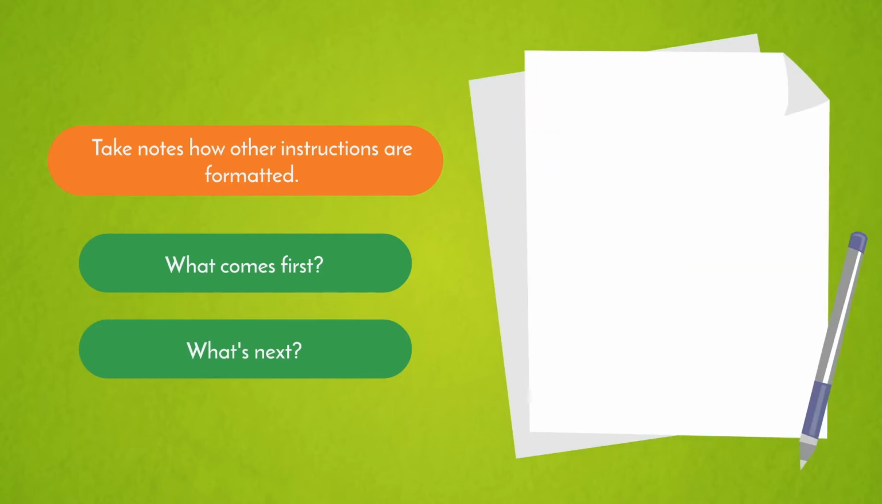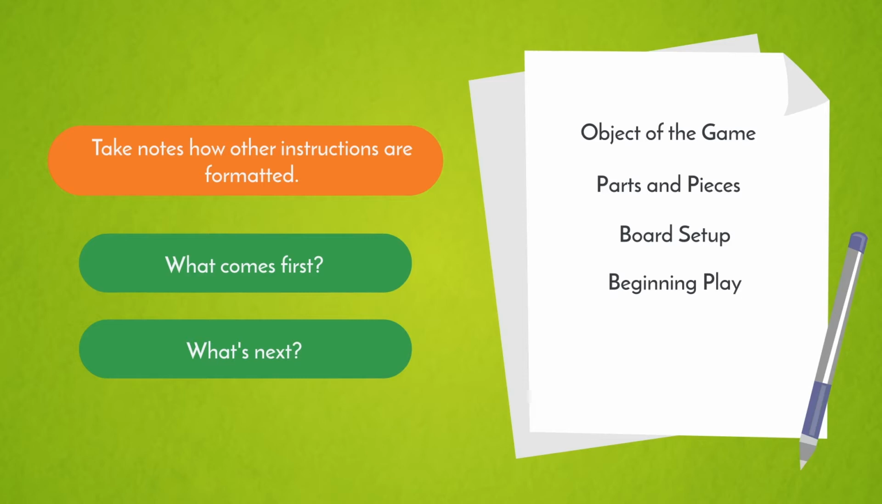For example, some sections might be object of the game, parts and pieces, board setup, beginning play, winning the game. Make a checklist of sections to include that you see in other instruction books. You can use that as an example.